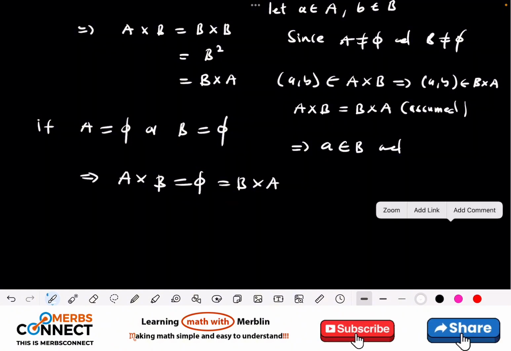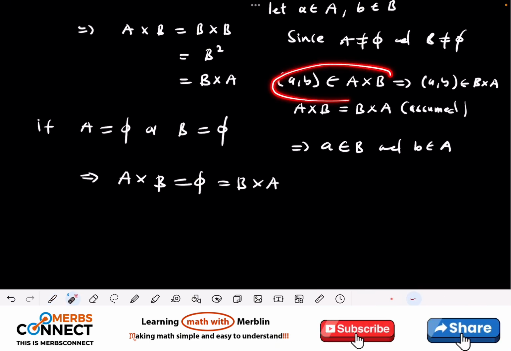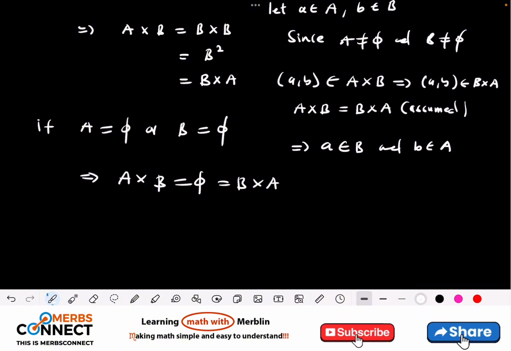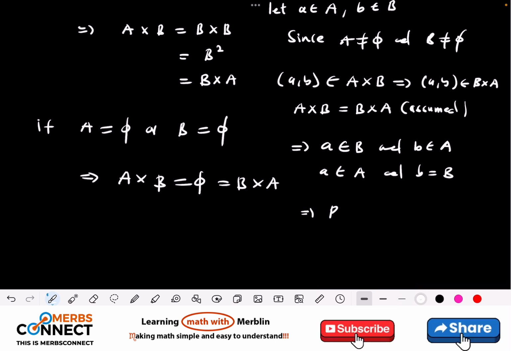So this implies that a belongs to B and b belongs to A. But let's look at this side too. From here, we can also see that a belongs to A and b belongs to B. Right. So what can we see? If we are looking at this, then this implies that b is in what? A.